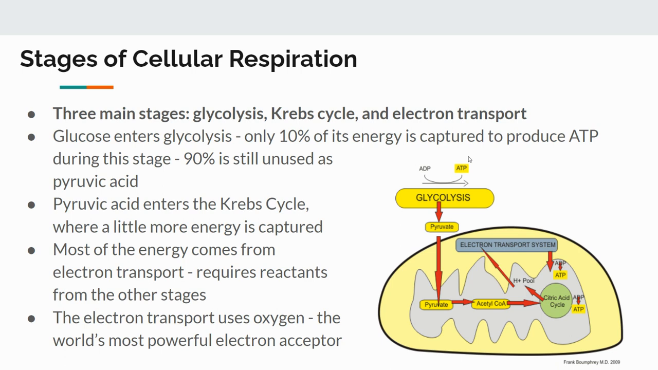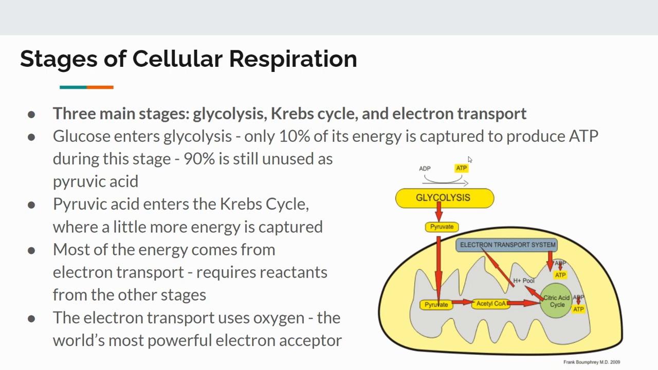Glycolysis, Krebs cycle, and electron transport. Okay, so you guys can kind of see that. So glucose first enters into glycolysis, okay? And you can see that usually the black is a carbon. The little black circles are going to be carbon. And you know that glucose has 6 carbons in it, right? 6. So this is actually broken down into 2 sets of 3.